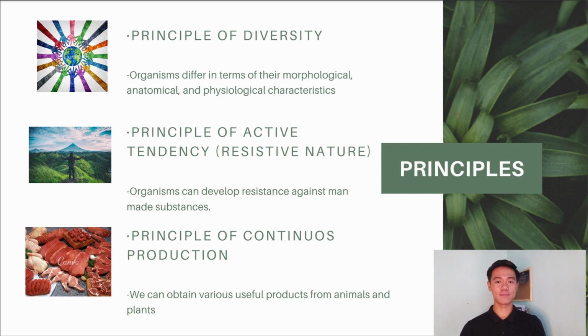The next one is the principle of continuous production. We can obtain various useful products from animals and plants. Populations of these organisms continually change. Nature has its own checks and balances to keep most populations within rather narrow limits. And an understanding of this helps in judicious management of natural resources.